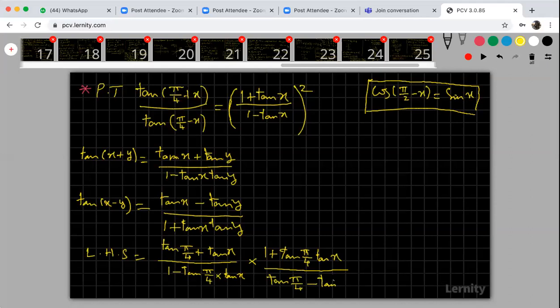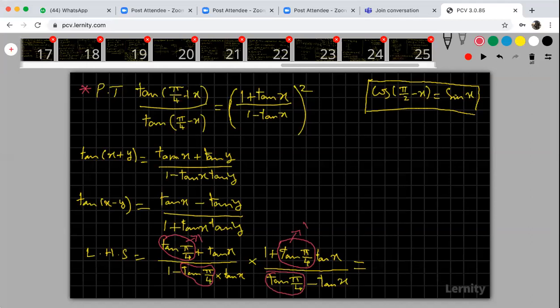minus tan x, from tan x minus tan y. This is tan x. So now look at that. What is actually tan pi by 4? Your tan 45 degrees is 1. Please try to understand, the value of tan pi by 4 is 1. Here also tan pi by 4 is 1. These encircled tan pi by 4 are all 1.